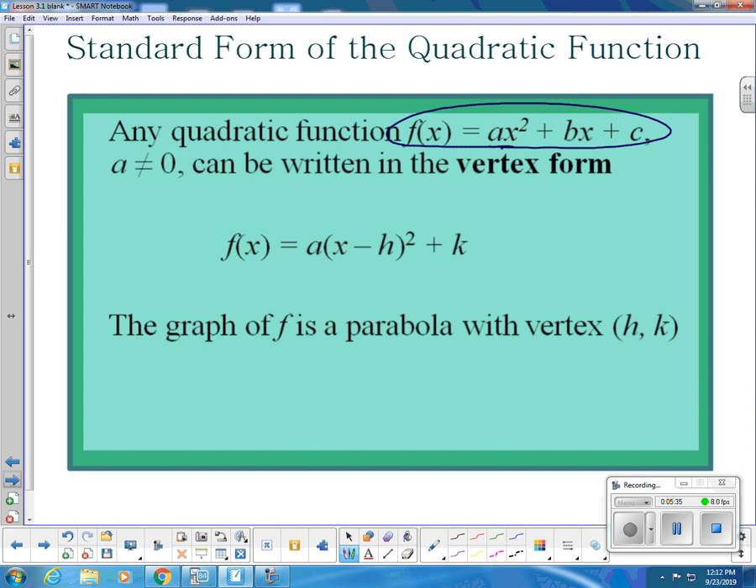The A value in this form is the exact same A value as it is in general form. So that A, again, is going to tell you whether it's opening up or whether it's opening down. You cannot tell the y-intercept just by looking at this form. You would have to plug a 0 in for x and then find it. Okay? So both forms are helpful for different things. So y equals a times x minus h squared plus k is your standard form.